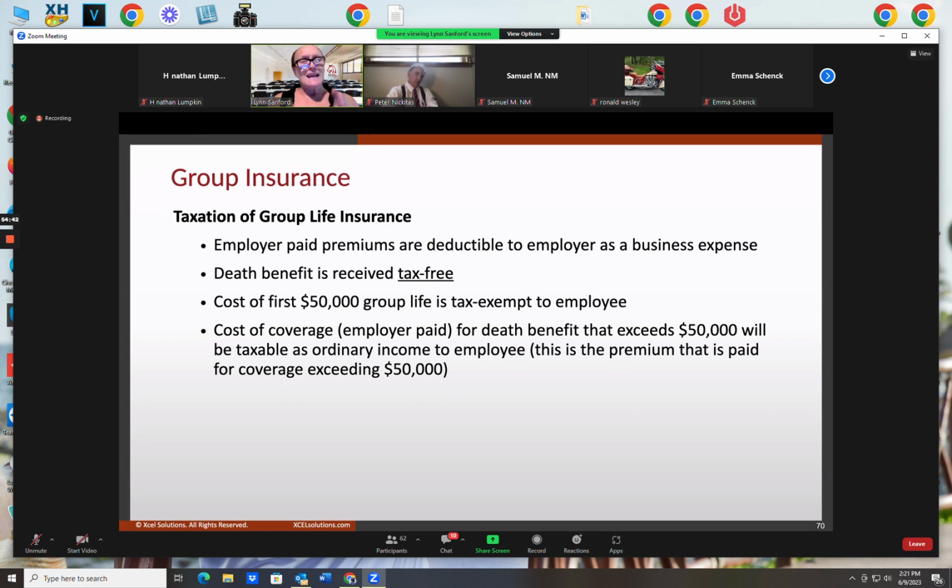So said a little differently, let's make you an employee of an employer. Let's say that employer recruits you. Because of that, they're going to offer you $100,000 worth of life insurance on your life through the group life plan.